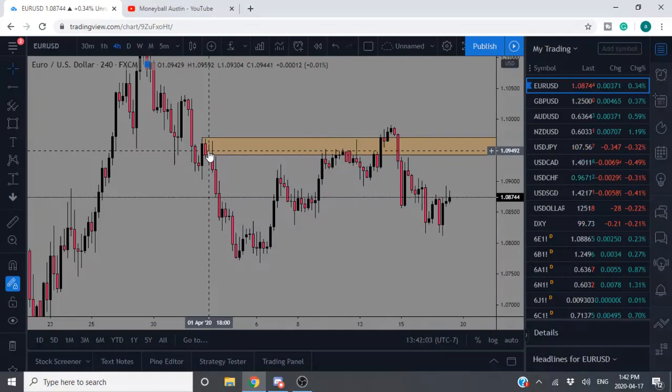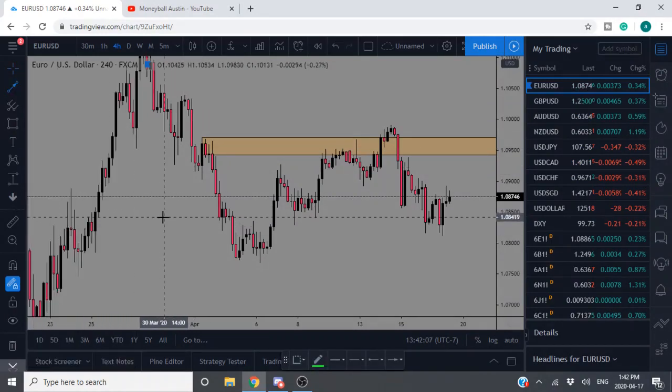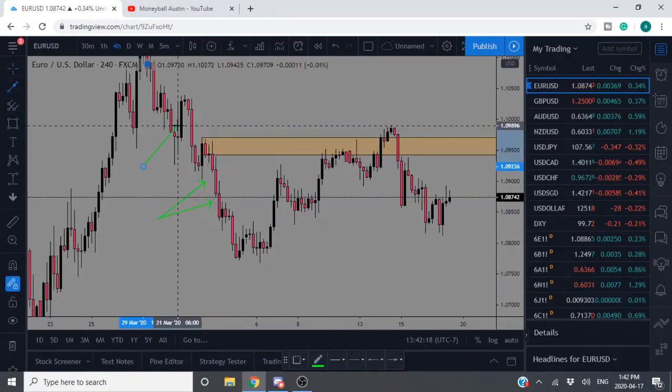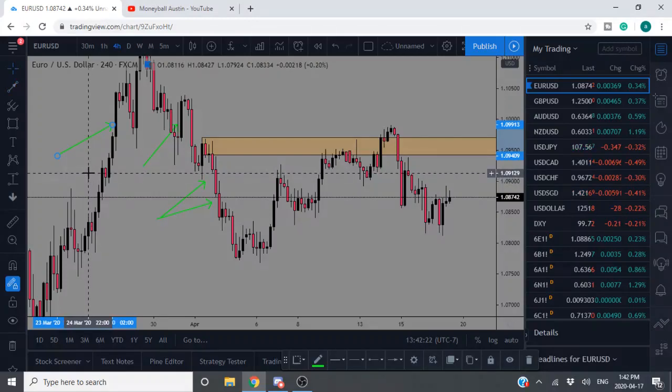Why do I want to be looking for selling opportunities? Well, if we think about it, who's making these moves in the market, these imbalances, right? Who's making these strong moves down or these strong moves up like this or like this? This is institutional buying and selling happening. These big moves, this is not retail traders making these moves in the market.